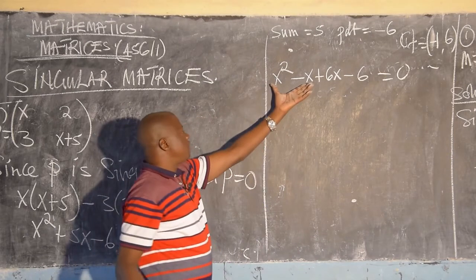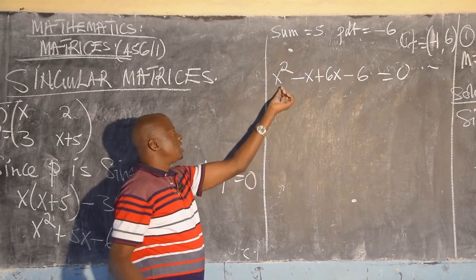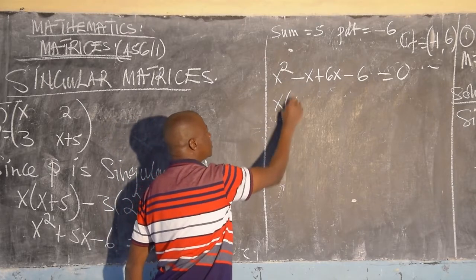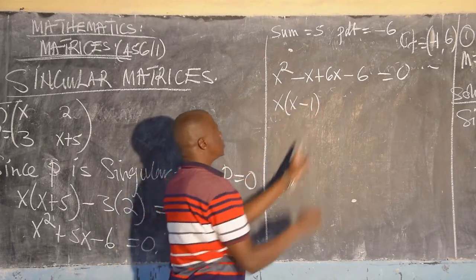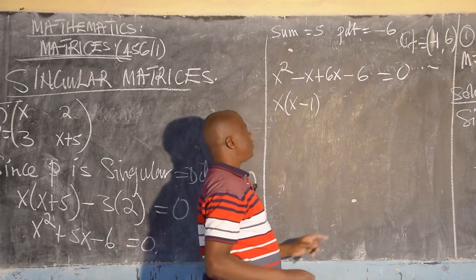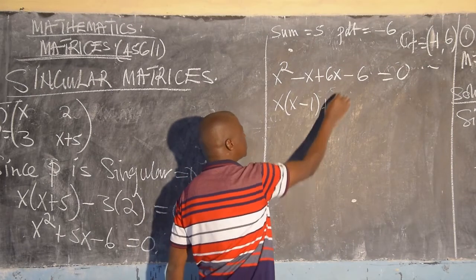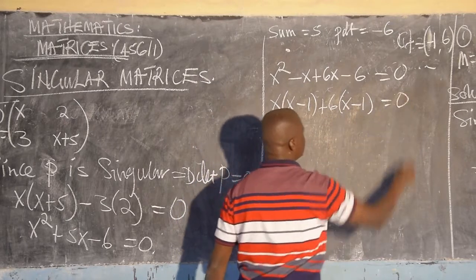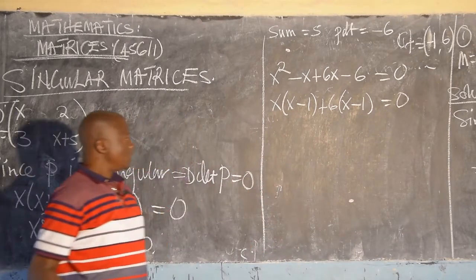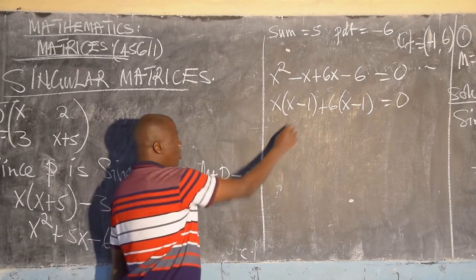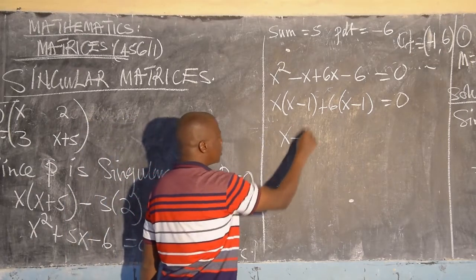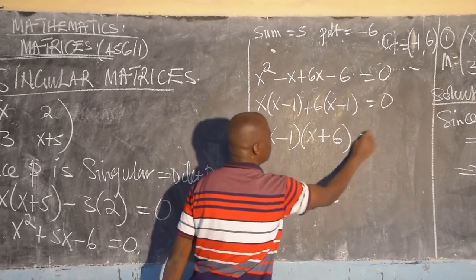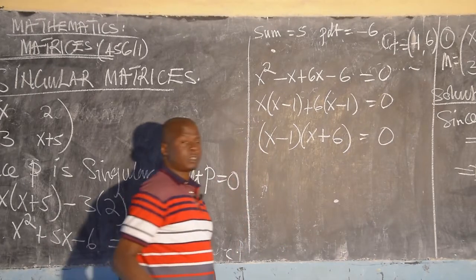Let us identify a common factor here. When you observe, we have x into x minus 1. Here we have positive 6, this is 6 into x minus 1. This is 0. So the two brackets are common. That is x minus 1 into x plus 6. This one gives a 0.